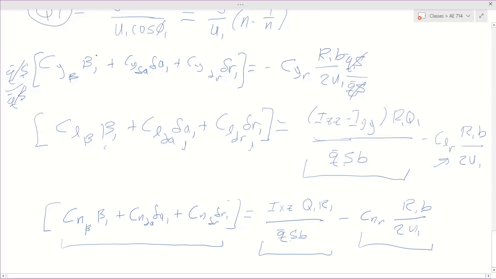And you can see why we needed to develop those expressions for R1 and Q1, because we need to plug those in everywhere you see that in these equations. Because those rates are determined by the bank angle or the load factor. In this case, we're going to leave it as bank angle for the turning flight.